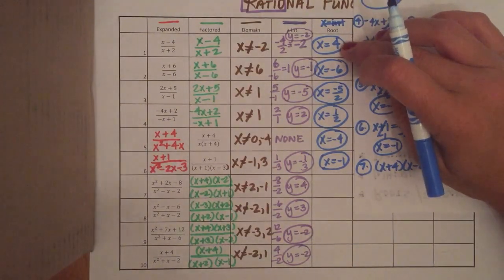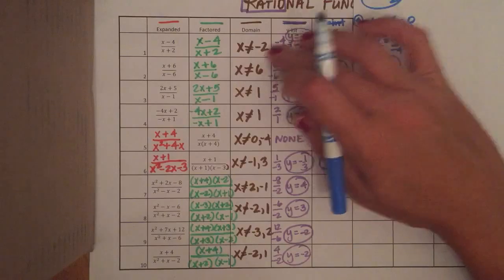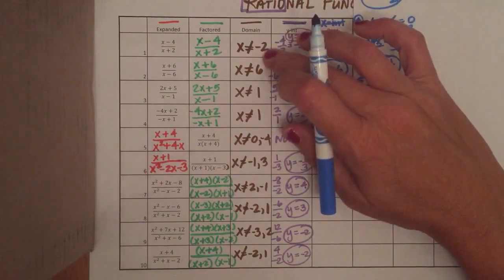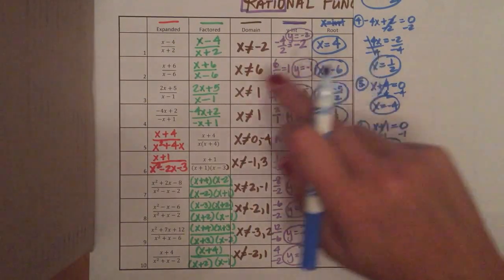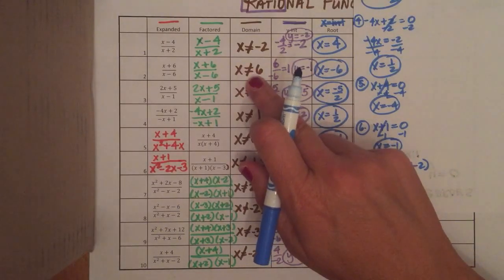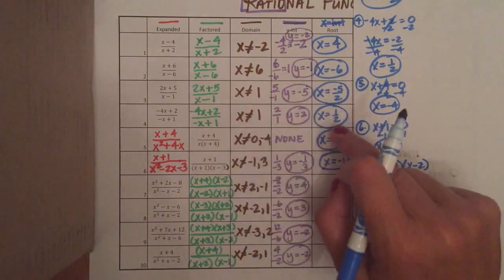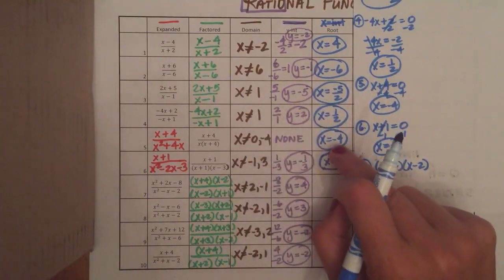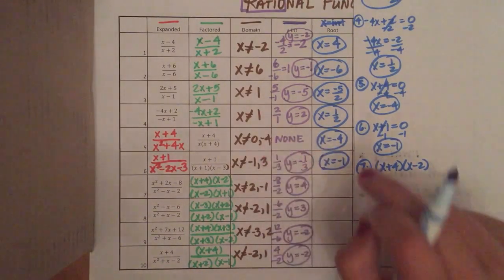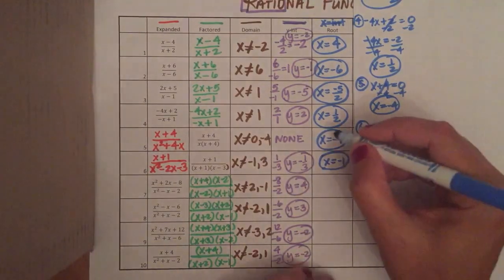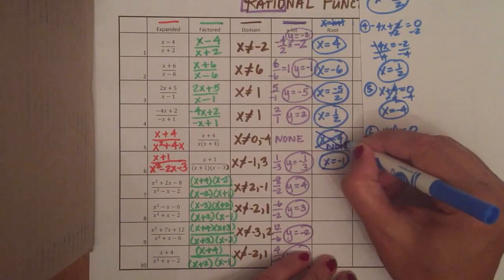Right here, my root is 4. When you find your root, you have to make sure that it fits in the domain. X is 4. Is 4 part of the domain? Yes, because the domain is everything but negative 2. X equals negative 6. Is negative 6 in the domain? Yes, because x equals everything but 6. X equals negative 5/2? Yes. X equals 1/2? Yes. X equals negative 4. What does it say our domain cannot contain? Negative 4. Therefore, this one is non-existent, and this becomes none.